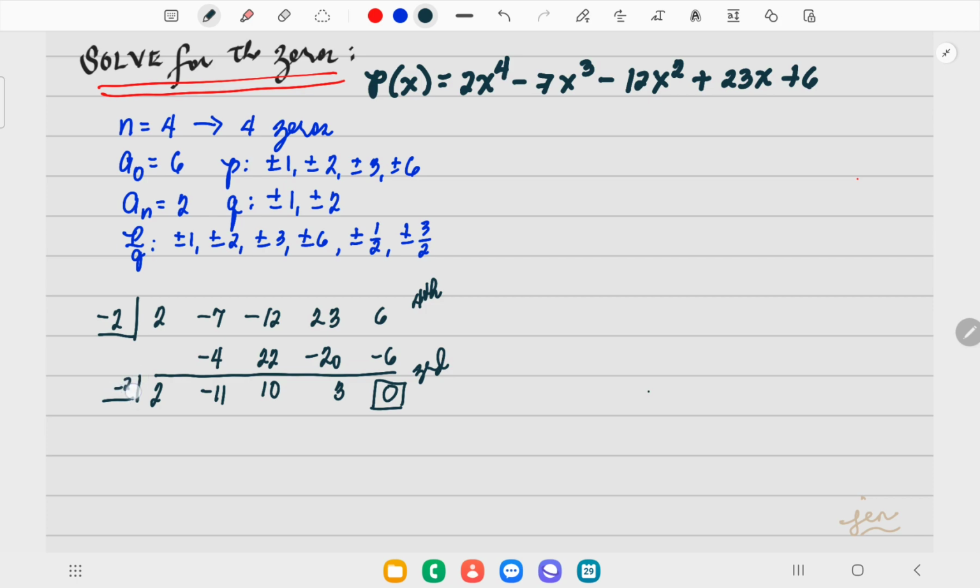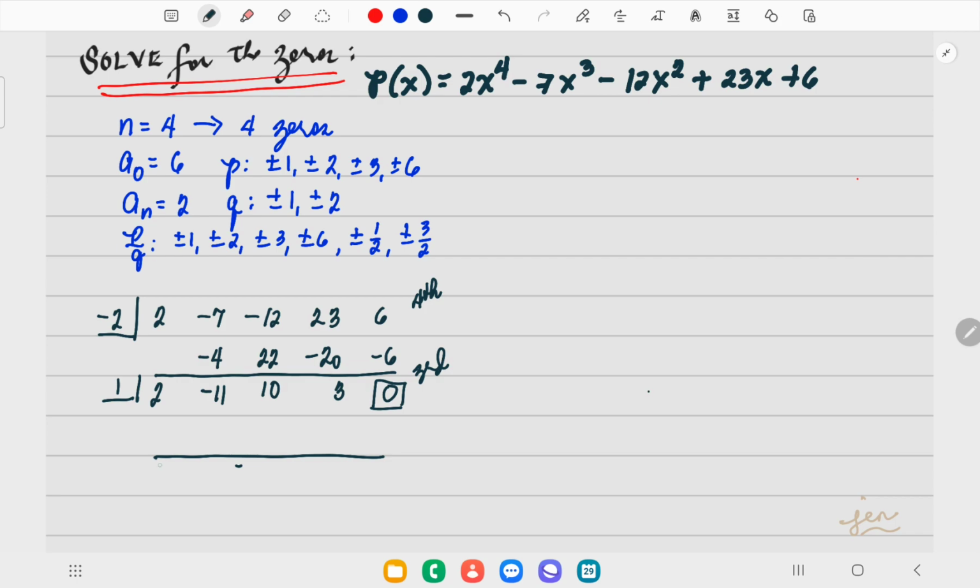So for the second time, we have 2 times a negative 2 is a negative 4, plus a negative 11 is a negative 15, times a negative 2 is a positive 30. And from here already we can see that 10 plus 30 gives us not 0, so we cannot arrive at 0. Thus, negative 2 is not a repeated zero. So what about checking for 1?